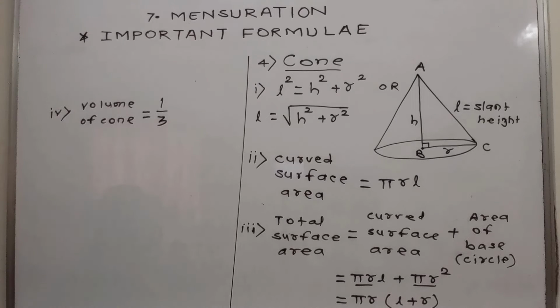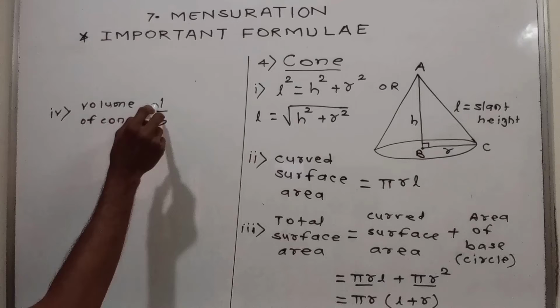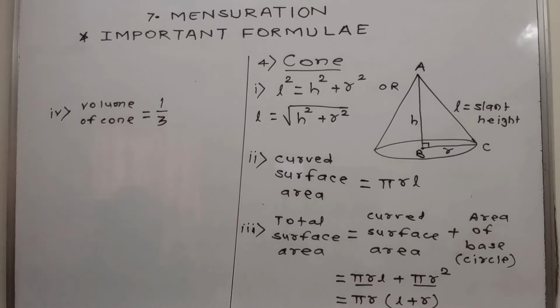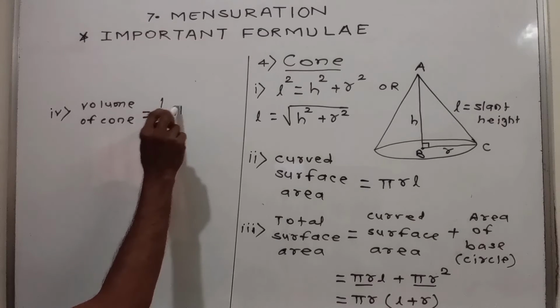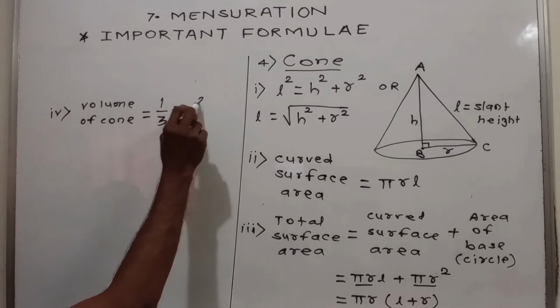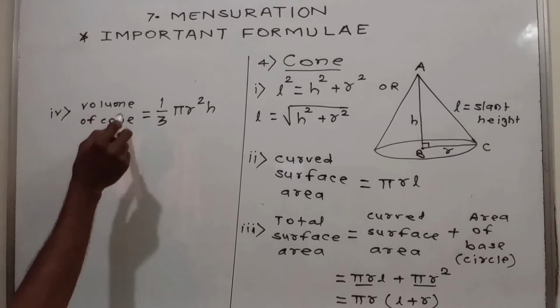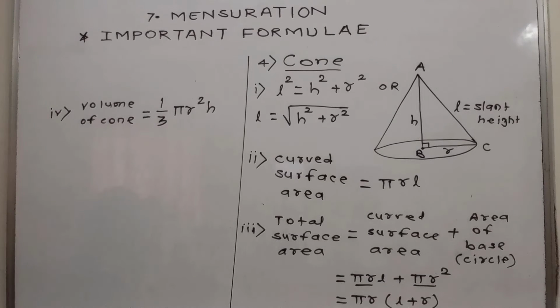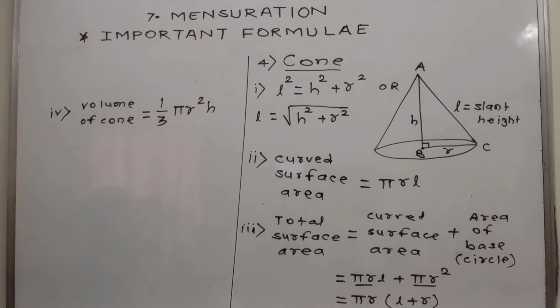Means volume of cone is equal to 1/3 of volume of cylinder. Then what is the volume of cylinder? Pi r square h. Did you get it? This is formula for volume of cone, 1/3 of volume of cylinder.